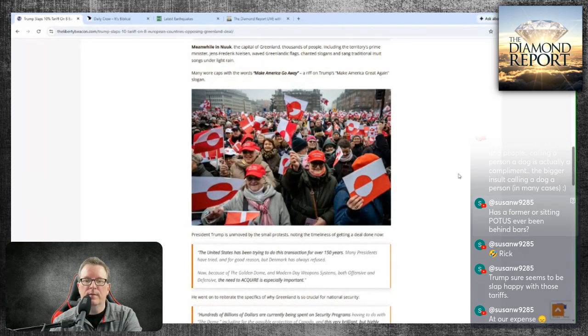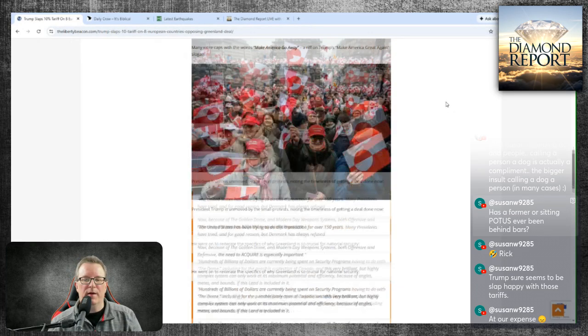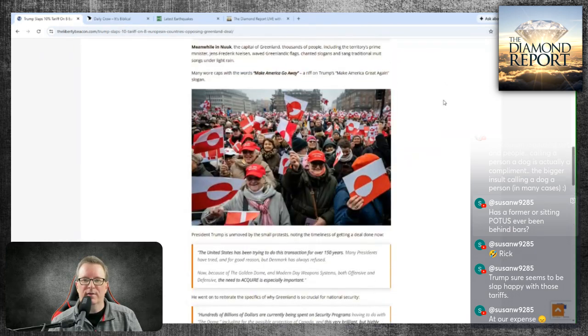And here is the folks of Greenland in Nuuk, the capital of Greenland. Thousands of people, including the territory's prime minister, waved Greenlandic flags, chanted slogans, and sang traditional Inuit songs under light rain. Many wore caps with the words "Make America Go Away," a riff on Trump's "Make America Great Again." Make America go away. So there you go. So that's their version of MAGA.